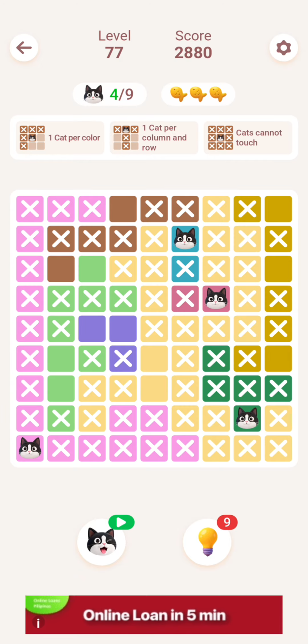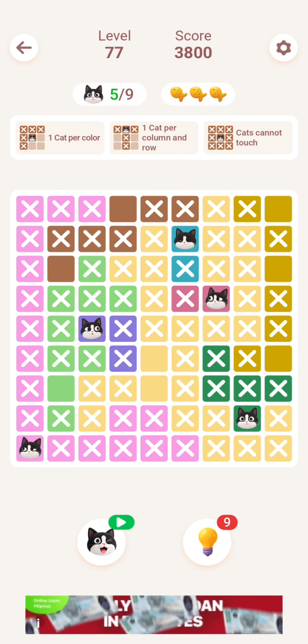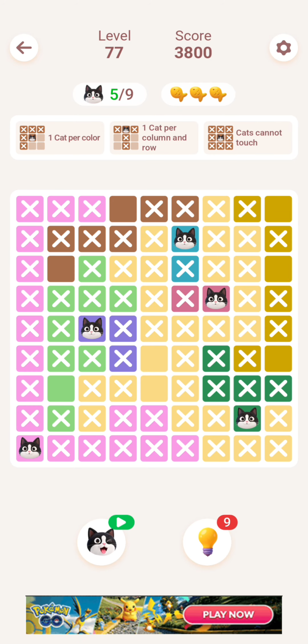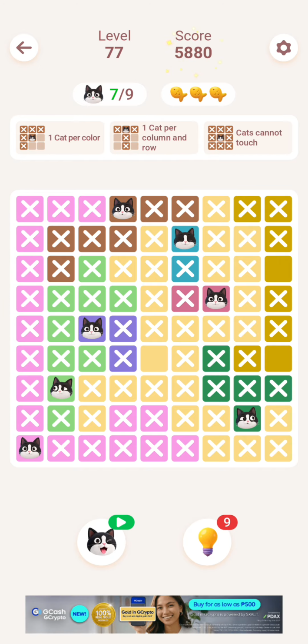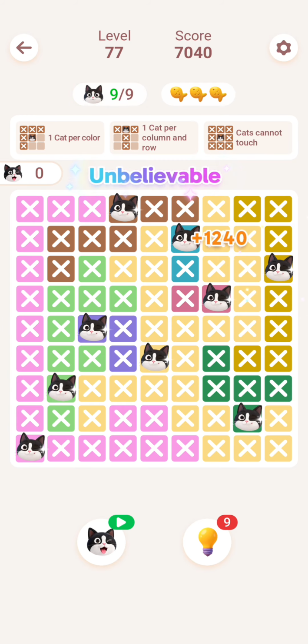So definitely violet will be there. So we cross out the adjacent cells, we cross out column, we cross out the row. Excellent. Brown cat there. Then that leaves us here for our green cat. Amazing. Then yellow cat there. Unbelievable. And then gold cat. Unbelievable.